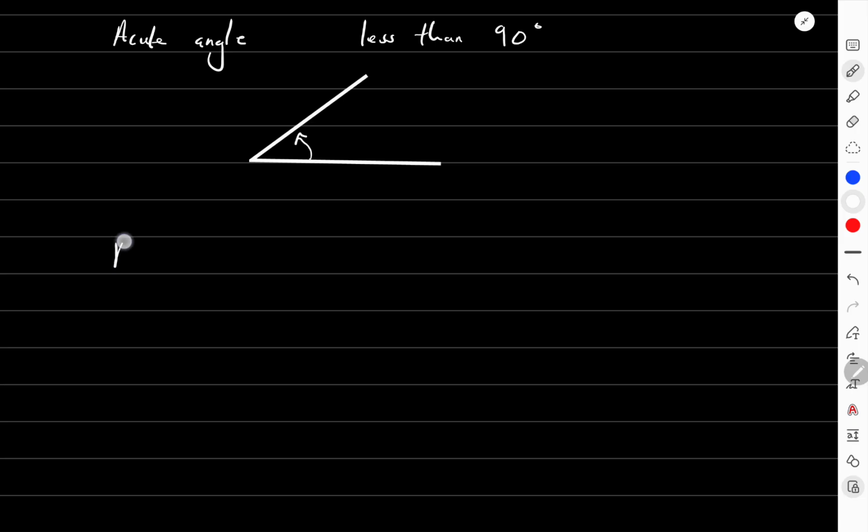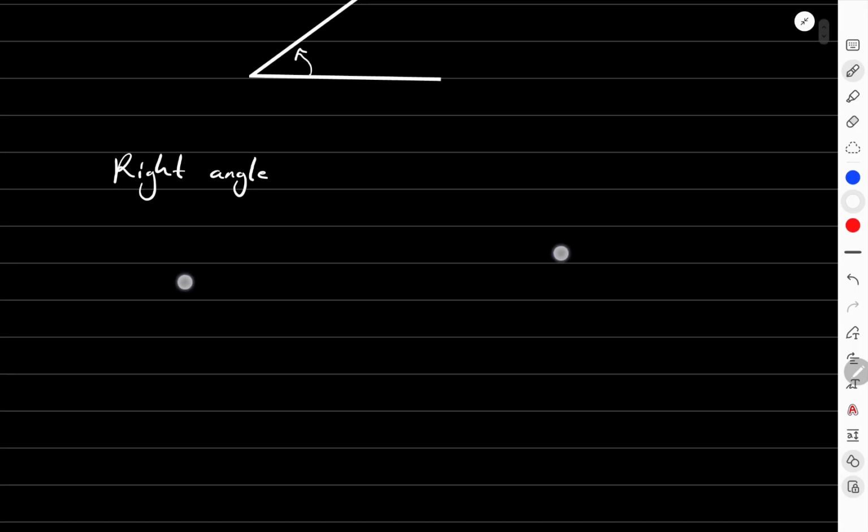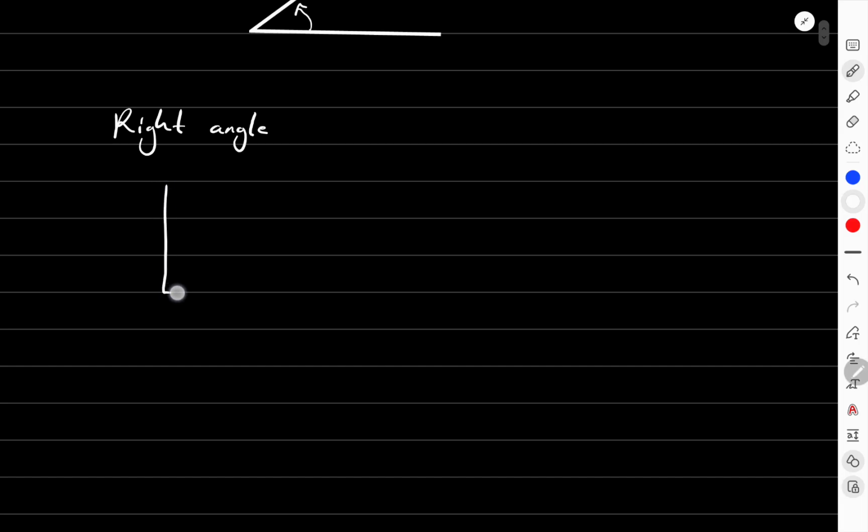Now if I look at the second type of angle, we have an angle which is known as a right angle. A right angle is an angle that is exactly equal to 90 degrees. So that kind of angle is an angle like this, whereby you see a square box written over there. If you see something like this, we should automatically know that it is exactly 90 degrees. So a right angle is equal to 90 degrees.